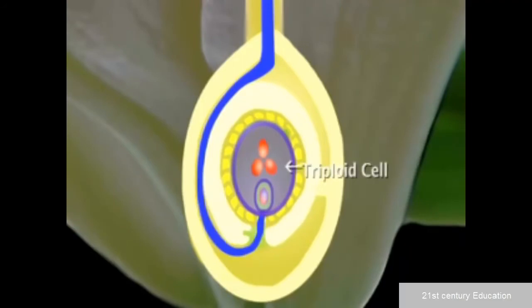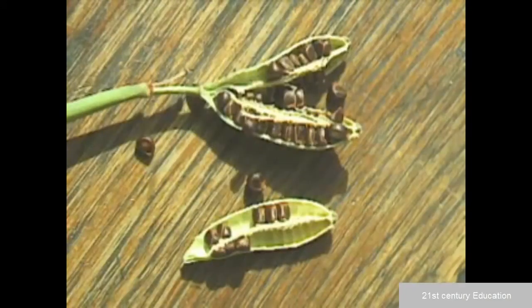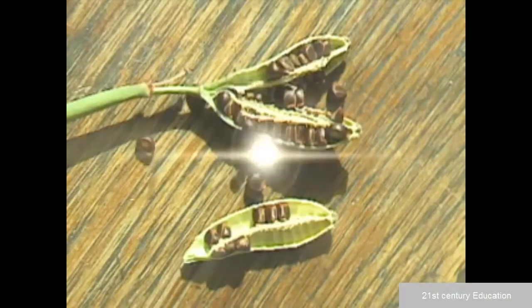Its nuclei then divide to form a large multinucleated cell. Eventually, membranes and cell walls take shape between the nuclei, creating the endosperm, which in the mature seeds is the solid, nutrient-rich material that nourishes the plant's developing embryo.